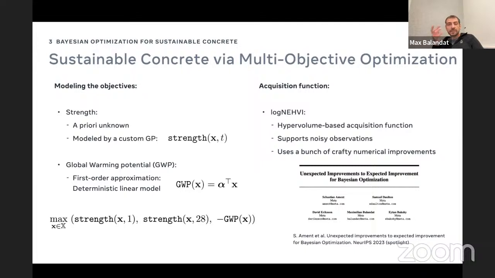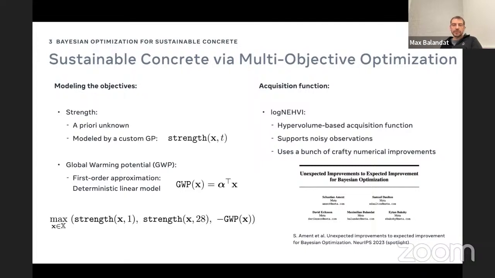But in terms of the optimization problem that we needed to solve on paper, we want to explore the trade-offs between strength, and strength here is strength at day 1 and strength at day 28. That part is modeled with the GP that I just talked about. And then the third objective that we care about is CO2 emissions, or in this case, the negative global warming potential. At a first-order approximation, that is essentially a linear combination of the components of the mix, because they have different CO2 footprints.